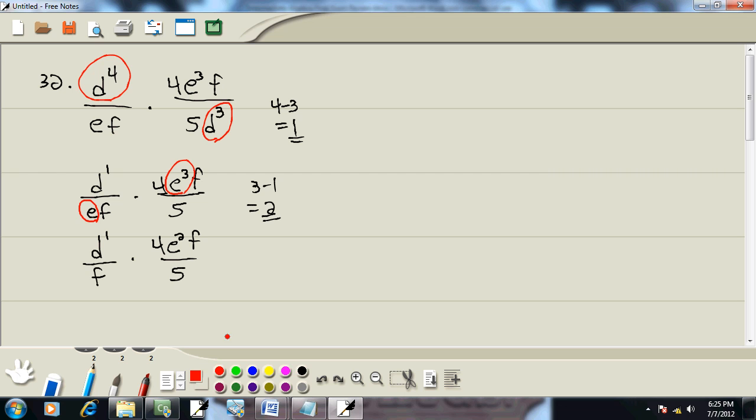Okay. Now here we have f to the first, and here's f to the first. Those actually just cancel each other out since they're exactly the same. We don't need to worry about those. So we're going to have d to the first over 1 times 4e squared over 5. Now when everything disappears in your fraction, there's always a placeholder over 1 that goes there.